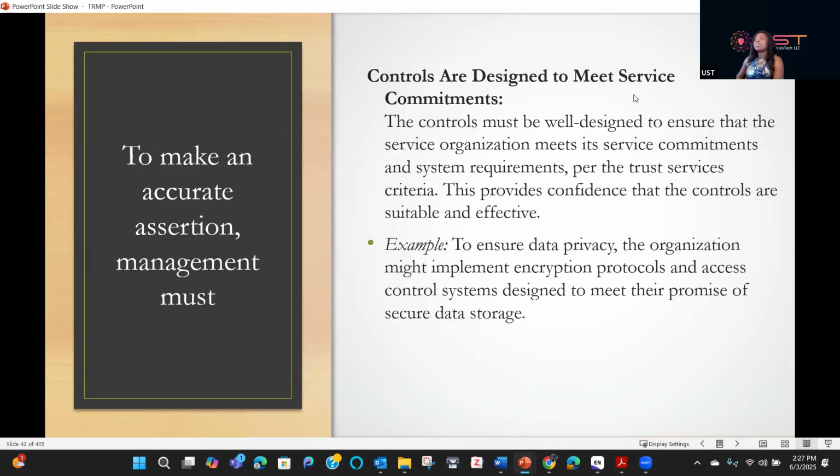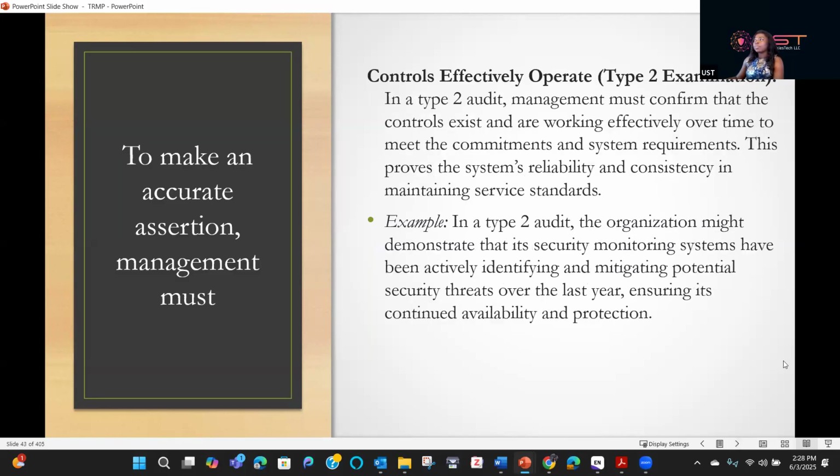Also, controls are designed to meet the service commitments. This control must be designed to ensure that the service organization meets its service commitment and system requirements per the trust service criteria. This provides confidence that the controls are suitable as well as effective. For example, to ensure data privacy, the organization might implement encryption protocols and access control systems designed to meet their promise of secure data storage.